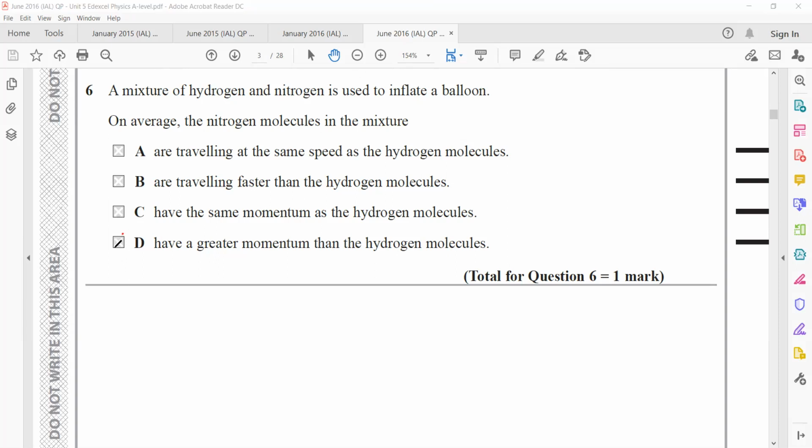So D is the right answer. They have greater momentum because nitrogen is heavier. The issue is that in the question they did not mention anything relating to temperature. Are they traveling at the same speed as hydrogen? When they are in the same balloon, they cannot travel with the same speed if the temperature is the same, because the kinetic energy is the same. So the one which is lighter will move faster. Are traveling faster than hydrogen. So this statement is also wrong.